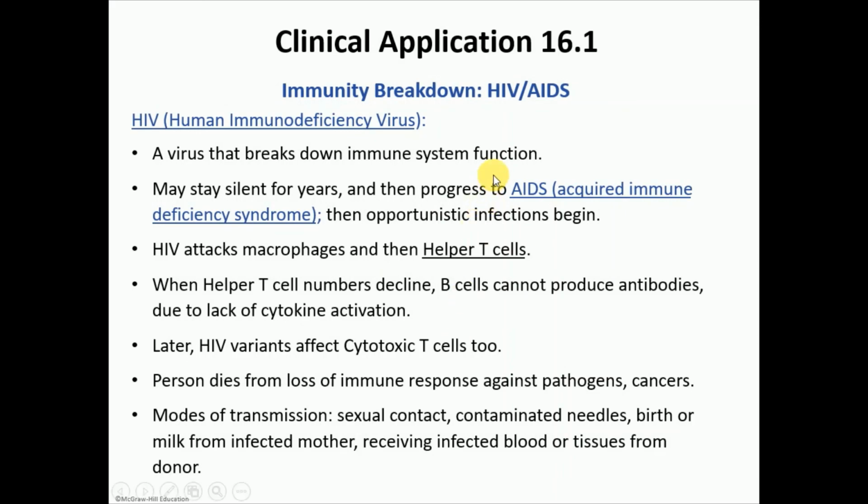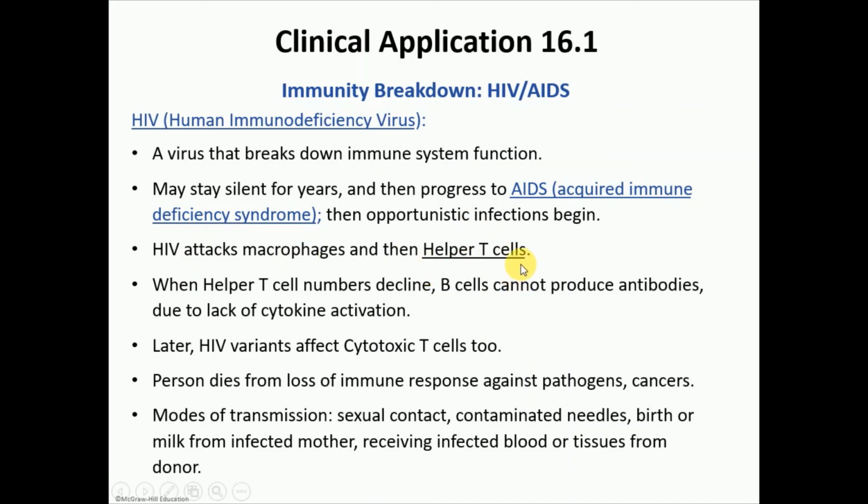Now, a little bit about immunity breakdown: HIV-positive or AIDS patients. HIV, or human immunodeficiency virus, is the virus that has the potential to break down the immune system. It could be silent for many years, so somebody might be HIV positive for years without any symptoms, but when it starts attacking the immune system and leading to signs and symptoms, that's when we call it AIDS. HIV attacks mainly your helper T cells.